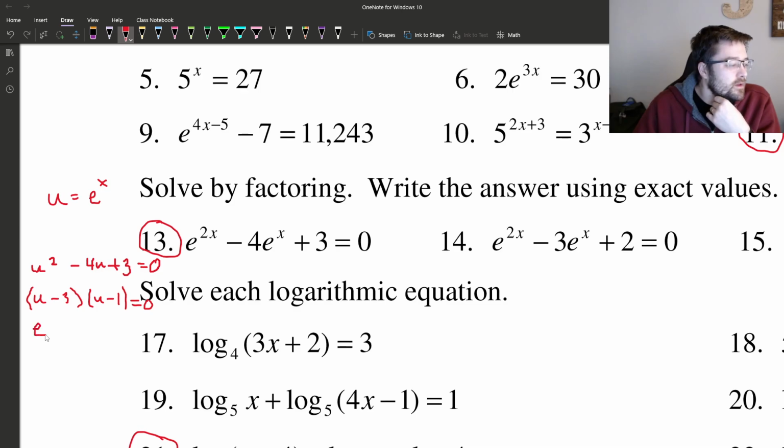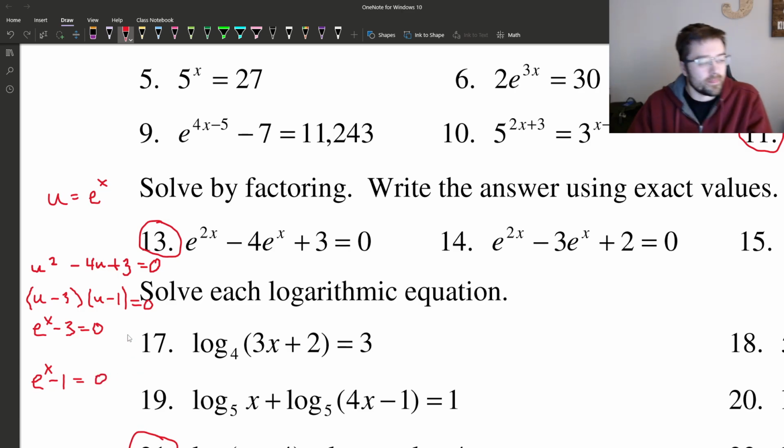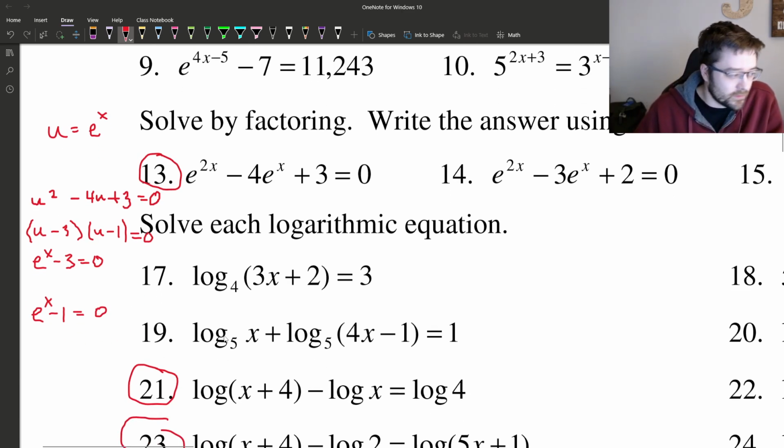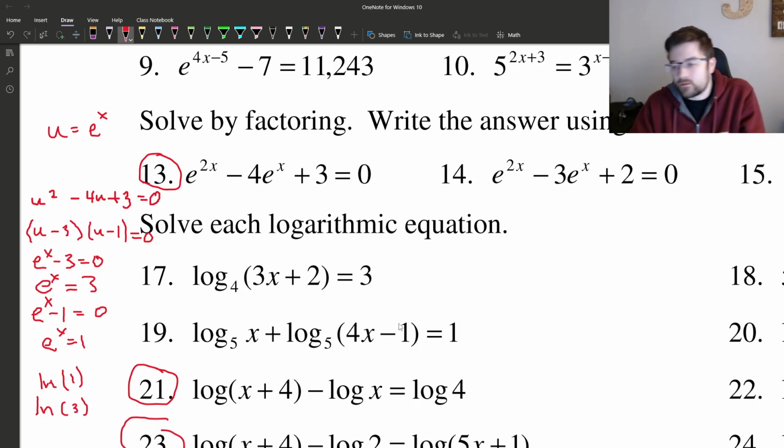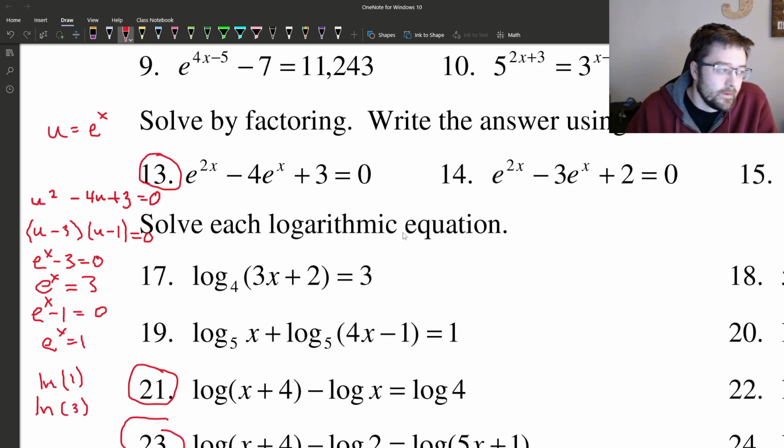So that must mean e to the x minus 3 equals 0, and so does e to the x minus 1 equals 0. And then we ought to be able to solve for e to the x equals 3, e to the x equals 1. So natural log 1 and natural log 3 have to be our values that work for those powers.